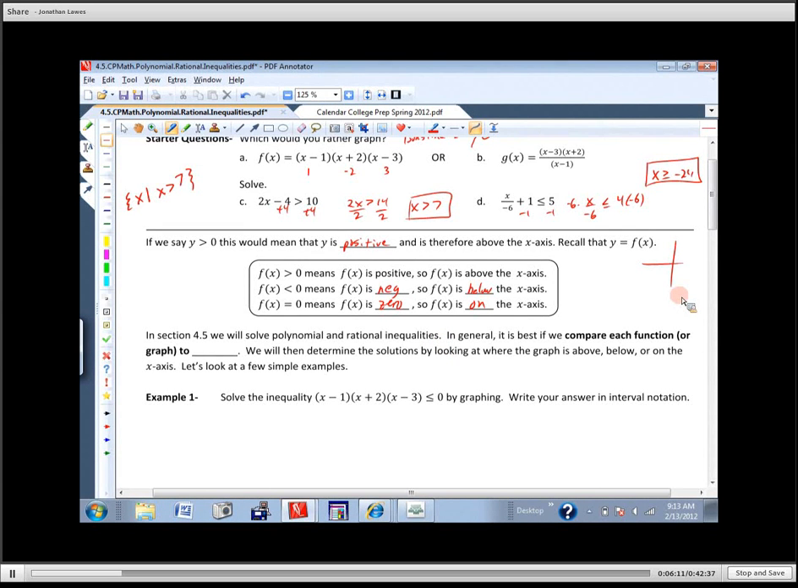So all we're going to be doing basically is looking at a graph and figuring out where. Remember that question where? That's an x question. Where is it above the x-axis? Where is it below the x-axis? And where is it equal to the x-axis? Where is it on the x-axis? So let's take a look at the first problem.